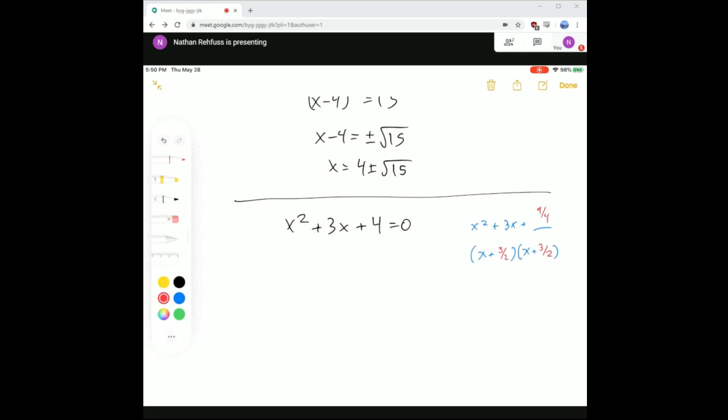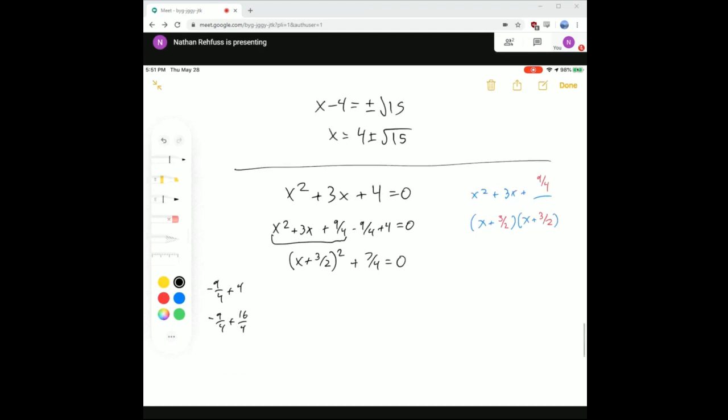So this is where things get crummy. What I'm going to do is write x squared plus 3x plus 9/4 minus 9/4 plus 4 equals 0. Now, these three terms are x plus 3/2 squared. These two terms, I don't know if we've done this yet this semester. -9/4 plus 4 is the same as -9/4 plus 16/4. Get a common denominator. So this is plus 7/4 equals 0.